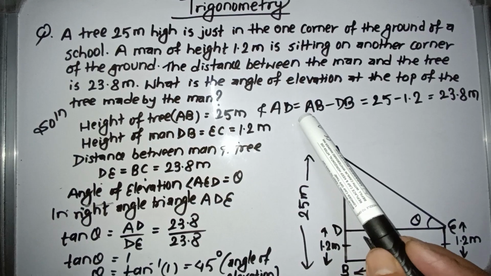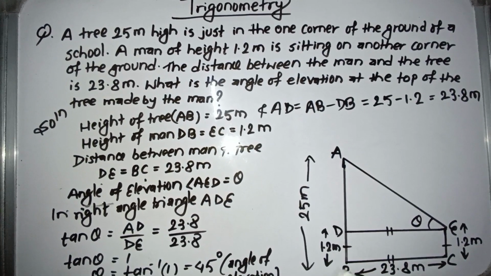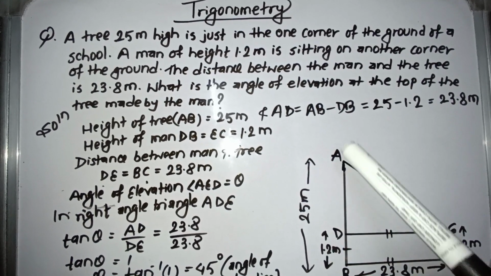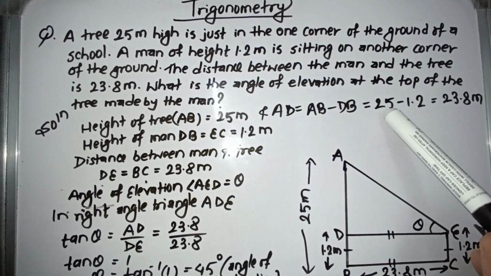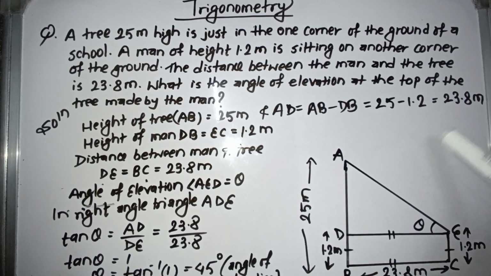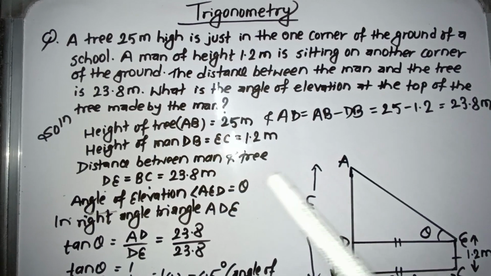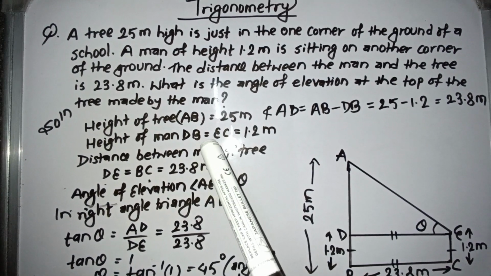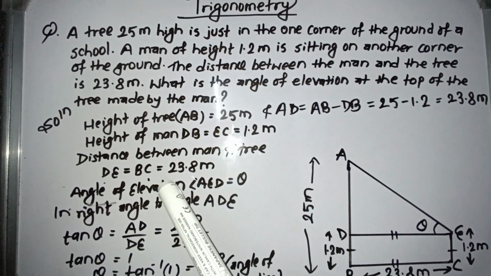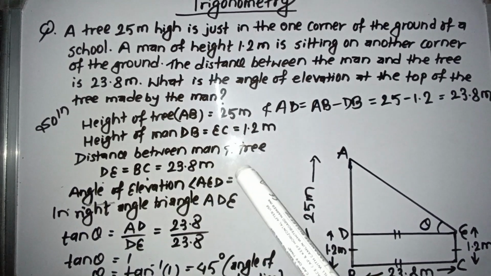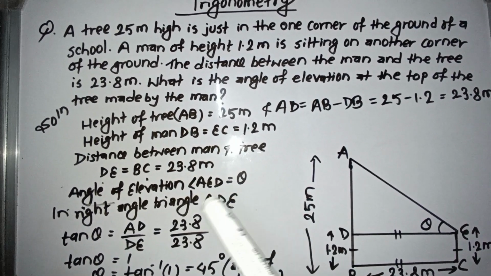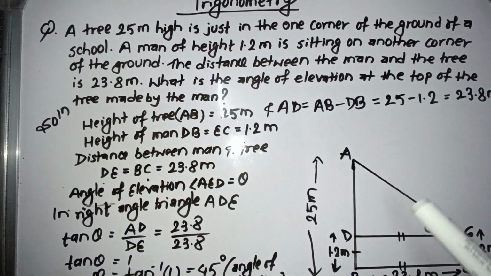Then AD is equal to AB minus DB, and from this relation we get 25 minus 1.2 is equal to 23.8 meter. The value of AD is also 23.8 meter. Height of the man DB is equal to EC is equal to 1.2 meter. Distance between man and tree DE is equal to BC is equal to 23.8 meter. Angle of elevation, angle AED, is equal to theta in right angle triangle ADE.